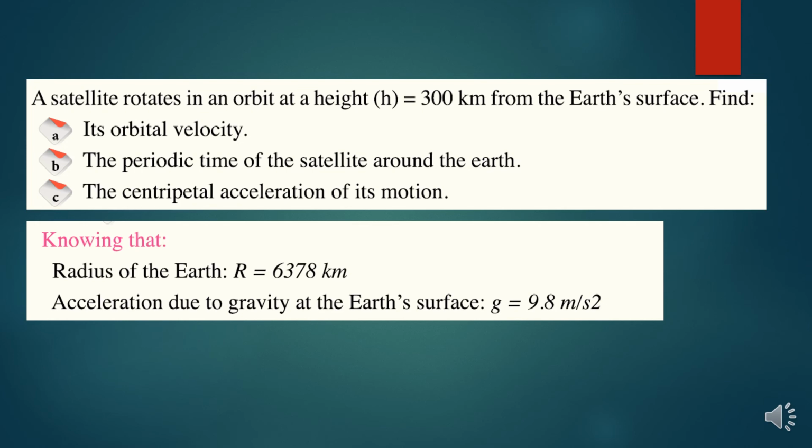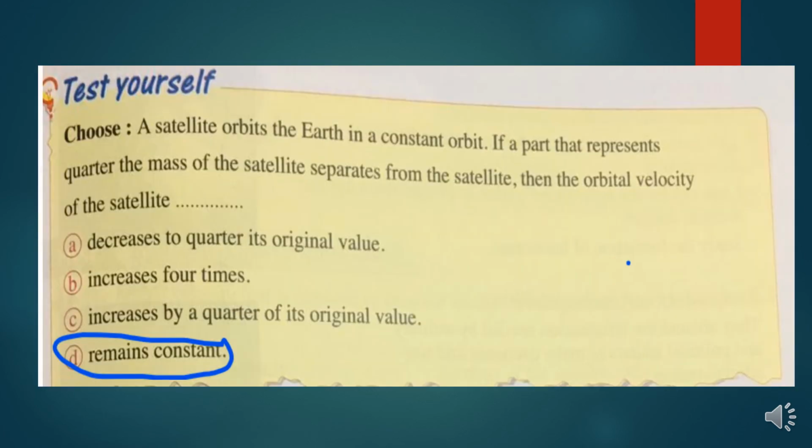Try to answer this example to check your understanding. Test yourself. A satellite orbits the Earth in a constant orbit. If a part that represents a quarter of the mass of the satellite separates from the satellite, then the orbital velocity of the satellite, of course, will remain constant. Because the velocity doesn't depend on the mass of the satellite, it depends on the mass of the planet, not the satellite. So the velocity of the satellite will remain constant.